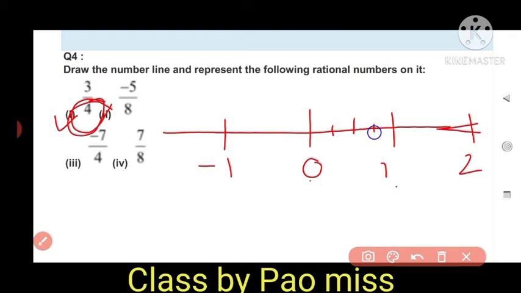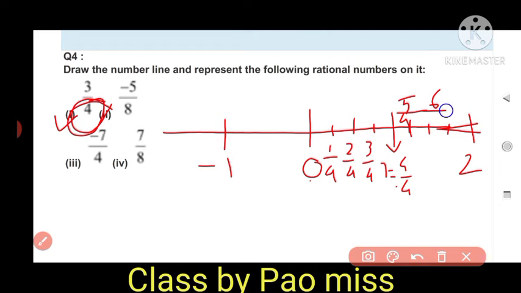You will divide like this. Now the first part will be 1 upon 4. The second part will be 2 upon 4. Then the third will be 3 upon 4. And this part will be equal to 4 upon 4. Now the next part also you have to divide into 4. The next part will be 5 upon 4, and this goes on. Then 6 upon 4, then 7 upon 4, then here 8 upon 4. In this way it will go.